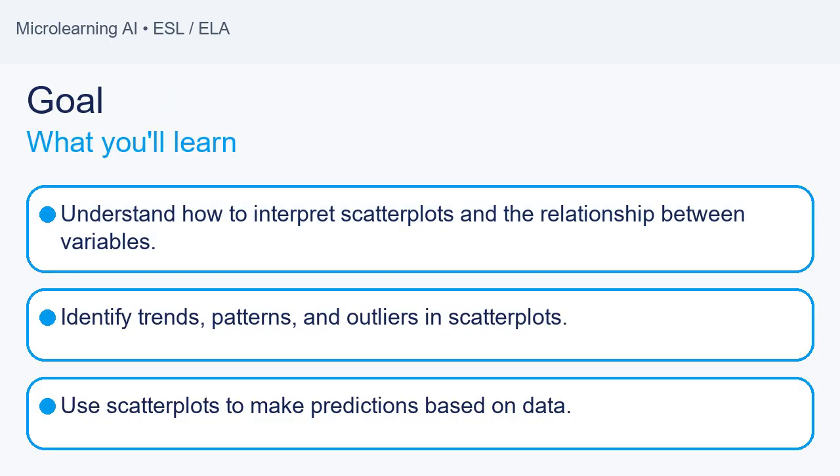Goals for this lesson. Understand how to interpret scatterplots and the relationship between variables. Identify trends, patterns, and outliers in scatterplots. Use scatterplots to make predictions based on data.